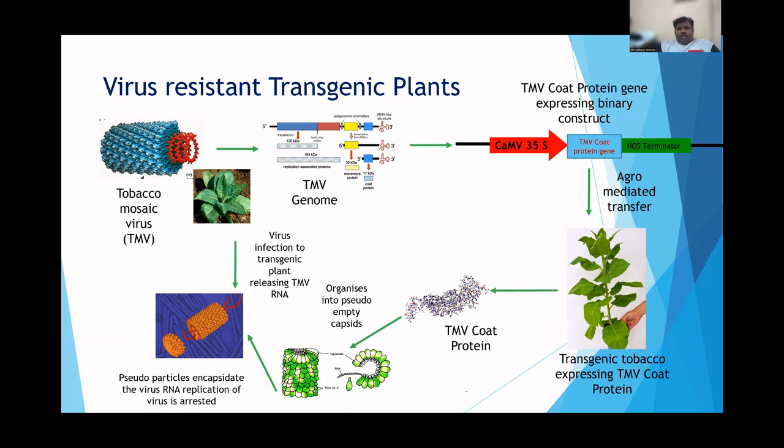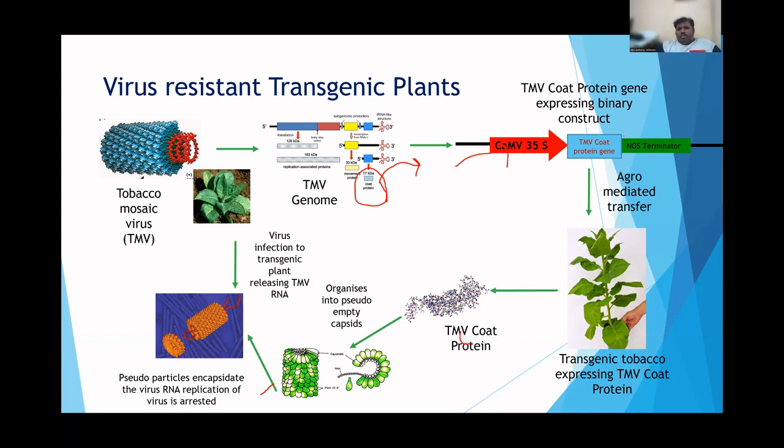So this viral genome has many genes. Among them, one gene is there which will produce the coat protein. Let me show you. This is the coat protein gene. So this coat protein gene is amplified by techniques like PCR, and they are cloned under a viral promoter so that this gene is expressed inside the plant.